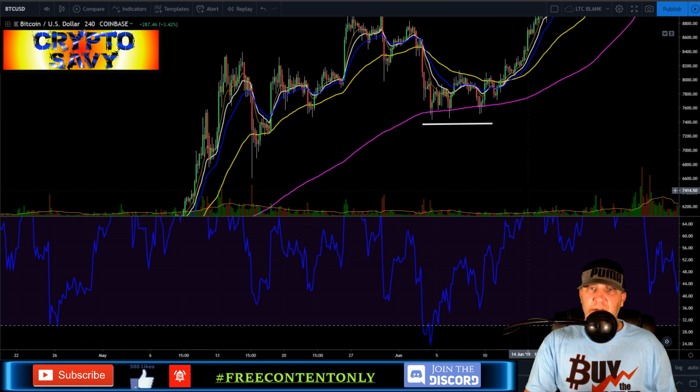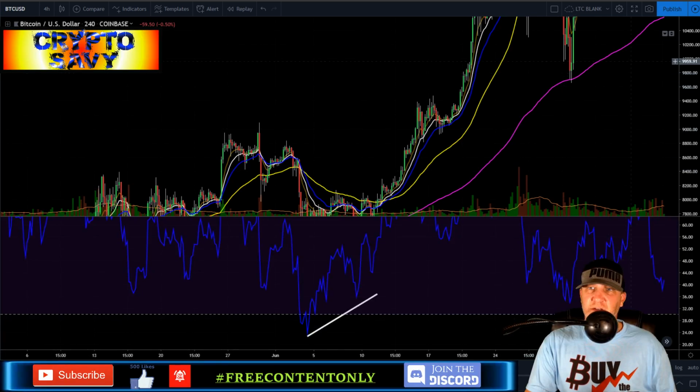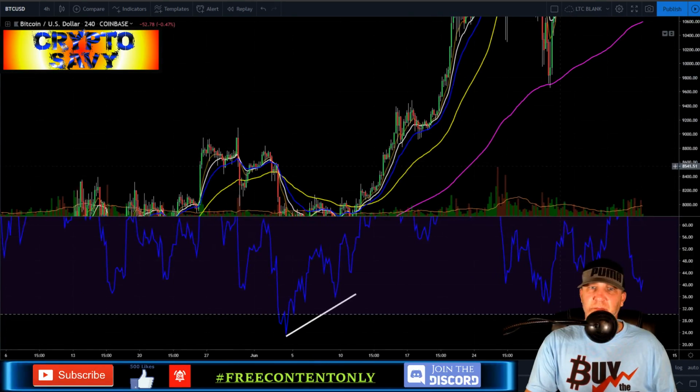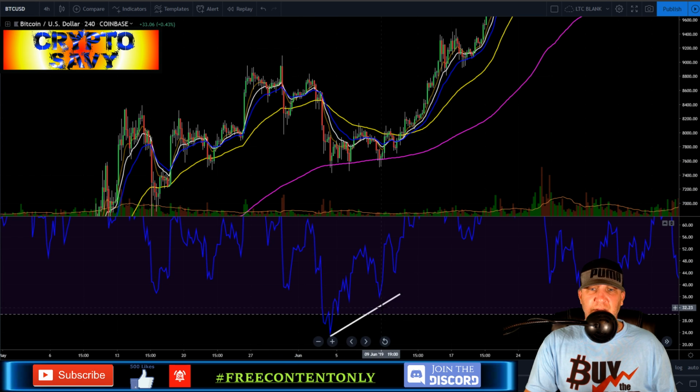So right there, we have straight across lows. And then if we look at the RSI, we're getting higher highs. So that would be exaggerated bullish divergence. And as you can see after that, we got a huge move up. So yeah, that's a little bit on the RSI, guys.